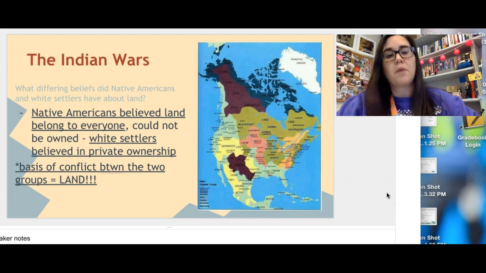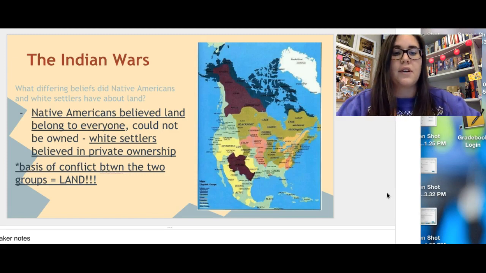We also know that Native Americans and white settlers had different ideas about land ownership. Native Americans believed land belonged to everyone and could not be owned, while white settlers believed in private ownership, that they could fence off an area of land and they are the only ones who have ownership rights of that land. So the basis of conflict between the two groups, the white settlers and the Native Americans, historically had always been over land. It would not be any different during the Indian Wars following the Civil War.